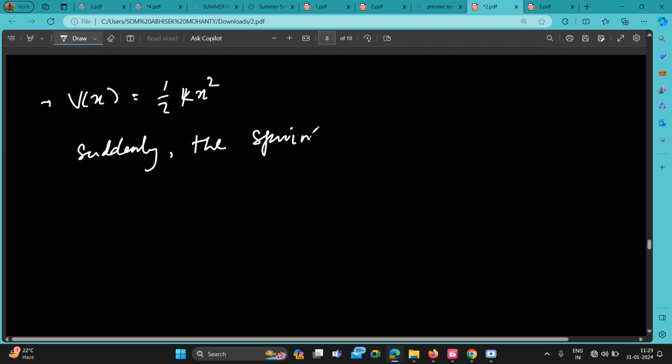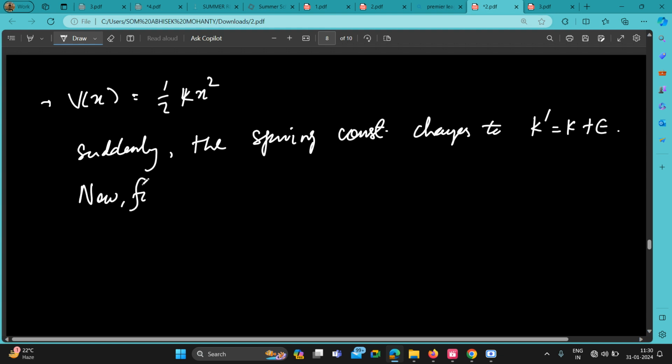Write a question about this. Suppose V(x) potential is given, half k x square. Suddenly the spring constant changes to k dash is equal to k plus epsilon. Now find En1, is equal to how much?